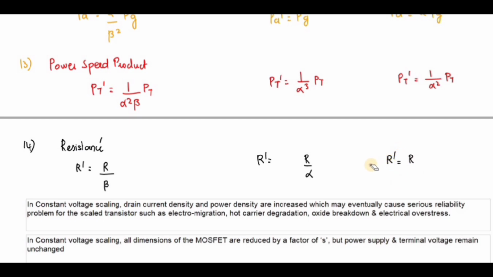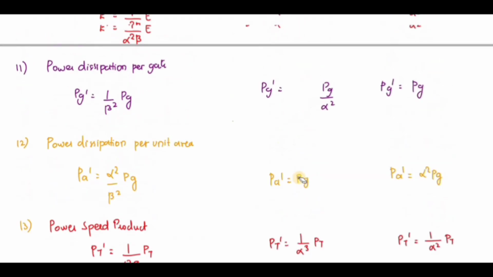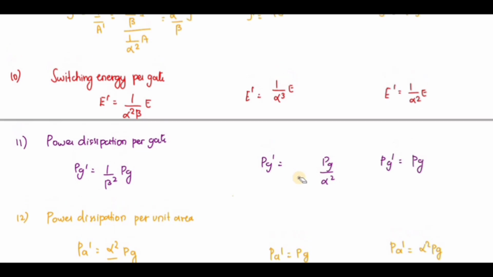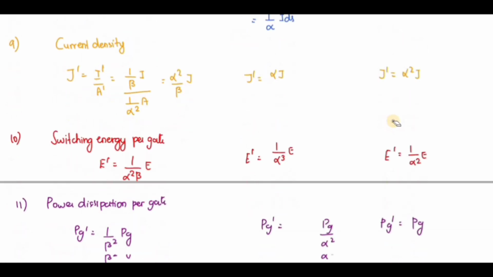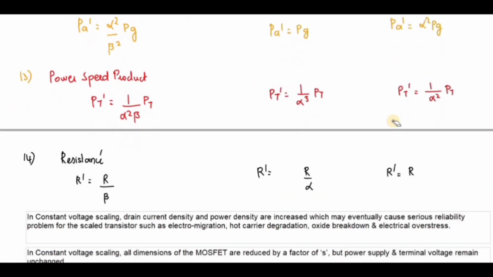So in the constant voltage scaling, the drain current density and the power density are increased. If you see the drain current density, it is increased by the alpha value compared to the constant electric field scaling. Which may eventually cause serious reliability problems for the scaled transistors, such as electron migration, hot carrier degradation, oxide breakdown, and electrical overstress.